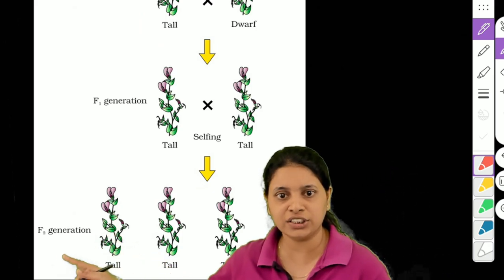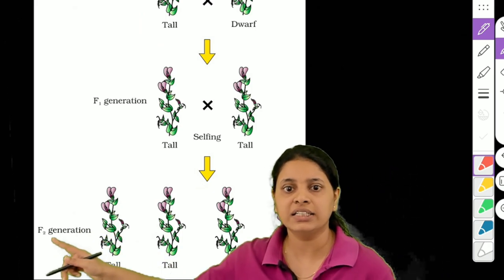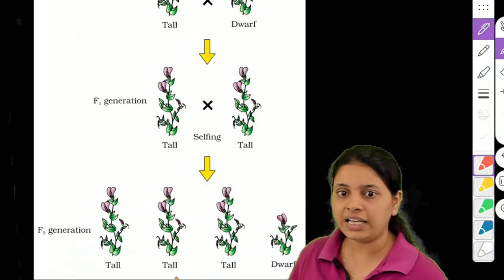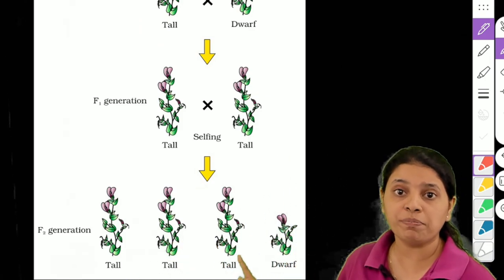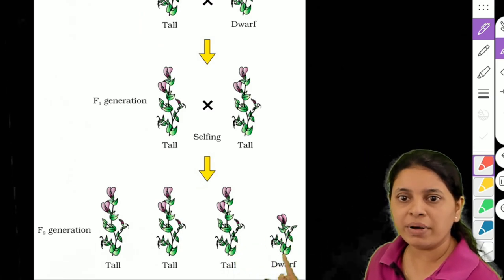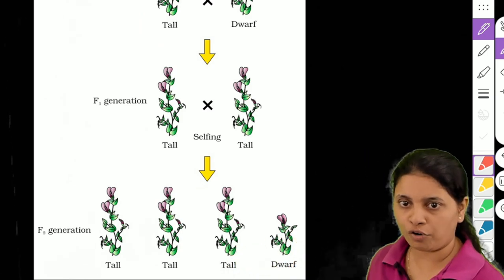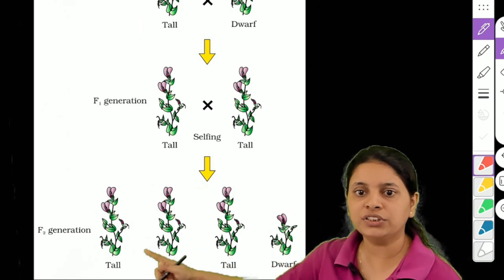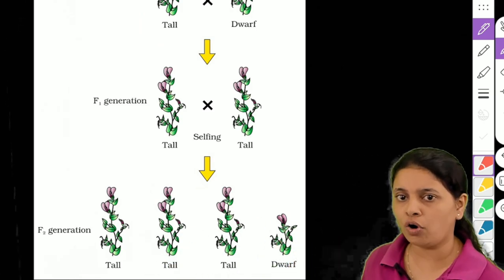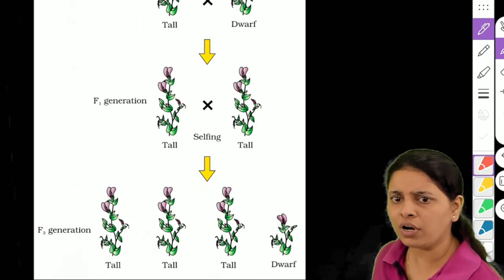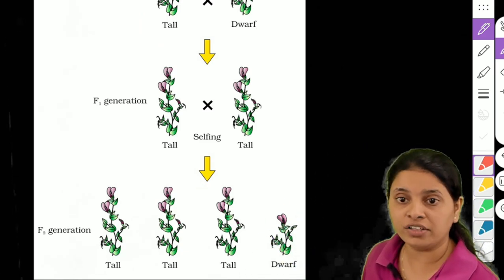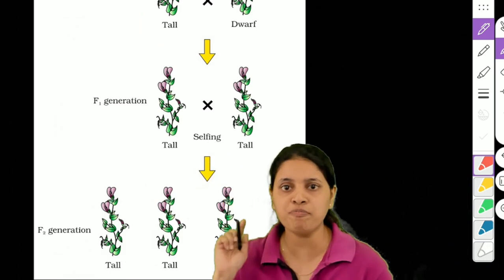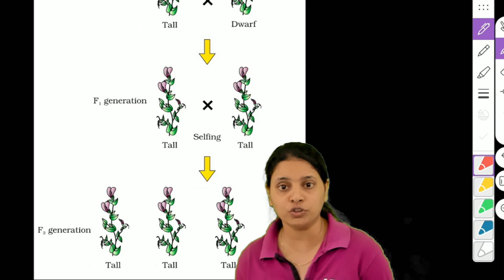In the next generation, that is the second generation of offsprings, that is F2, second filial generation, it was observed that about 75% of the plants were tall and the remaining 25% were dwarf. As you can see here, 4 plants are shown in the F2 generation, out of which 3 are tall and 1 is short. So now the question is, how come there is a short or dwarf plant if the parent was tall only and we did self-pollination in that tall plant, right? This is also a question.